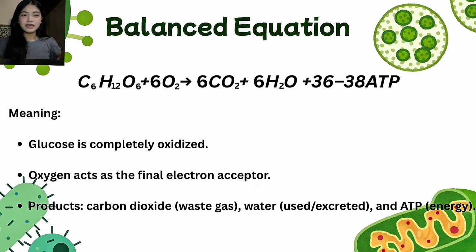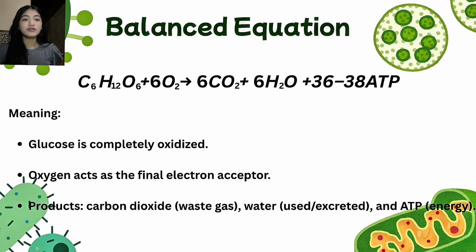Now, let's take a look at the balanced equation for aerobic respiration. C6H12O6 plus 6O2 produces 6CO2 plus 6H2O plus 36 to 38 ATP. This equation shows how glucose and oxygen are used in aerobic respiration to produce carbon dioxide, water, and energy in the form of ATP.